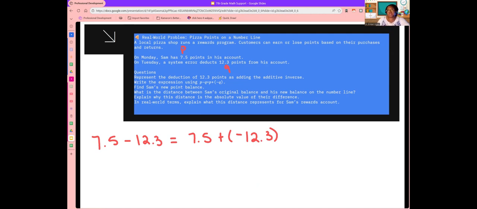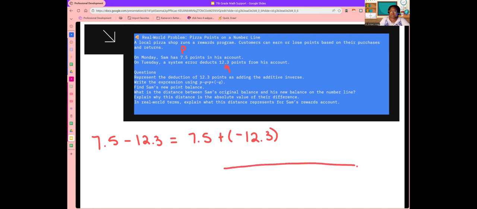So this can be very useful when you're adding integers, because then sometimes our brain just handles addition a little easier, and especially with negative numbers. And so we can kind of, in our mind, figure out what that would look like. And so that's why the additive inverse is incredibly helpful when we are adding and subtracting with integers. So now we need to find Sam's new point balance. Now, we can also combine these two together because we can just use the number line as well to help us to find the balance.